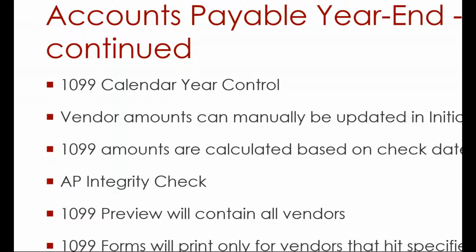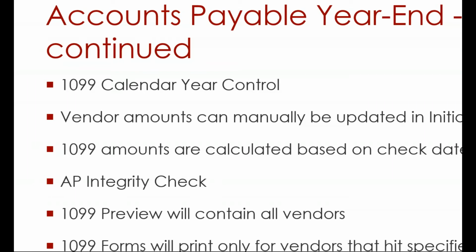The 1099 calendar year control screen is what's used to maintain the two open 1099 years that SL allows you to have at any given time. The 1099 amounts can be manually updated using initialize mode in the AP vendor maintenance screen on the 1099 info tab if any 1099 amounts are found to be incorrect.